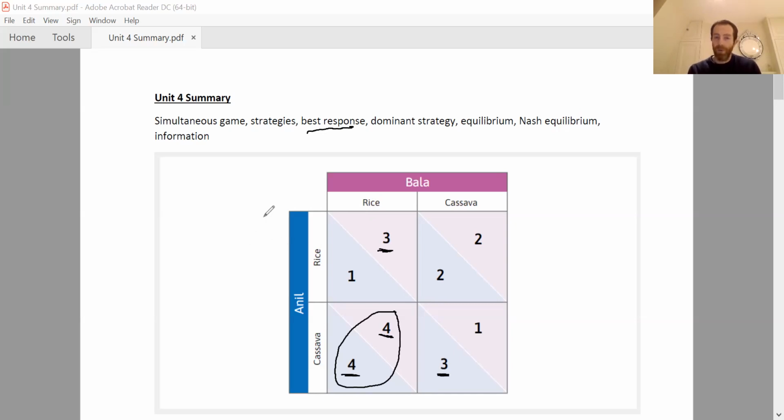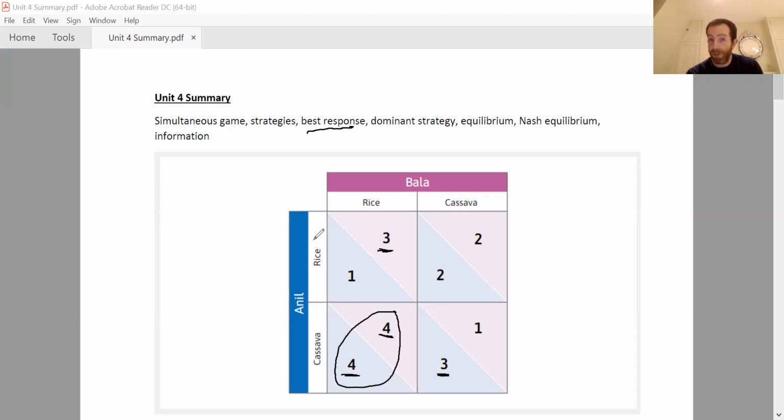So one final thing before I move on from this example is just this idea of information. So a game like this, in order to analyze it the way that I have, we need to assume that the players have perfect information. And what we mean by that in a game is that each player knows what strategies the other player has, right? So Anil knows that Bala can only play rice or cassava. Bala knows that Anil can play only rice or cassava.